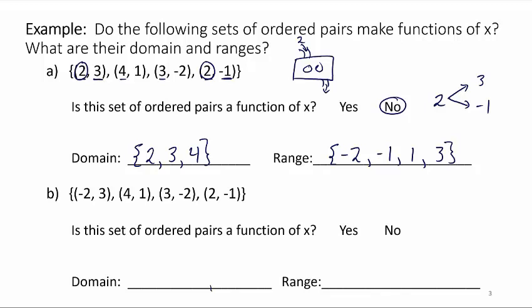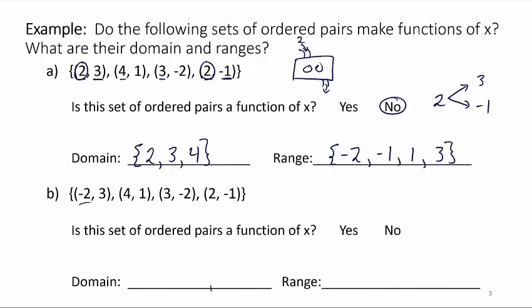Okay, so let's look at this other set that we're given. We've got the points (-2, 3), (4, 1), (3, -2), and (2, -1). This set of points looks almost identical to the first example, except for one key difference: at this first point, it isn't (2, 3), it's (-2, 3).